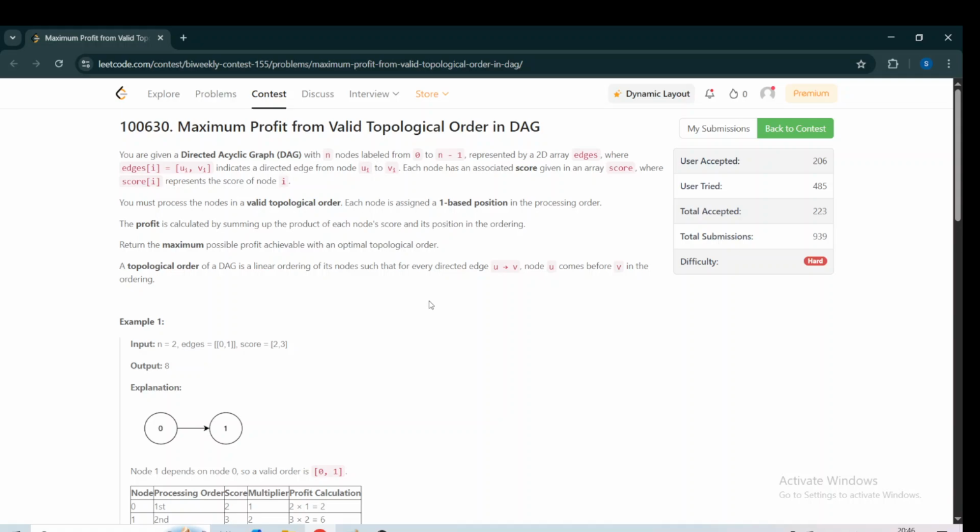We are given a directed acyclic graph, or DAG, with n vertices labeled from 0 to n minus 1, and we must process the nodes in a valid topological order. So what is the topological order? I will explain next. Now the profit is calculated by summing up the product of each node's score and its position in the ordering. We have to return the maximum possible achievable profit with an optimal topological ordering.